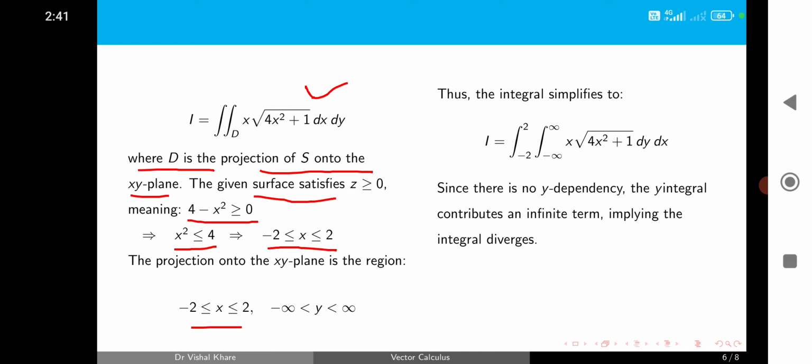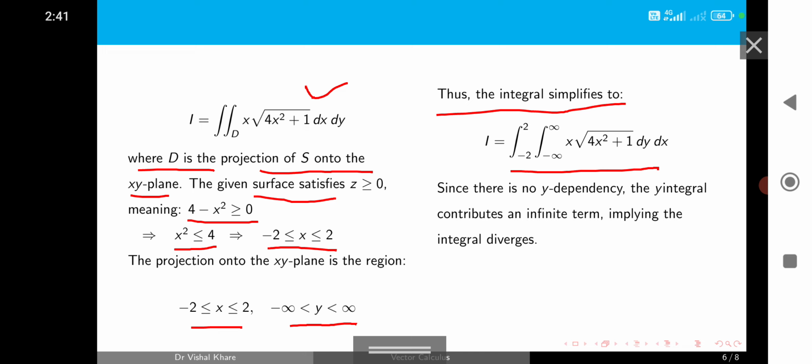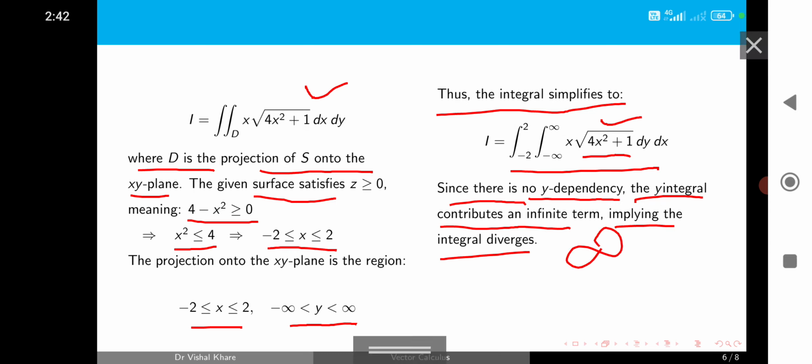And y lies between minus infinity and infinity. So the integral becomes the double integration, with y from minus infinity to infinity and x from minus 2 to 2, of x root 4x square plus 1 dy dx. Since there is no y dependency, because this function depends on x only, the y integral contributes an infinite term, implying that the integral is divergent. The value of this integral is infinity. Therefore, this integral is divergent.